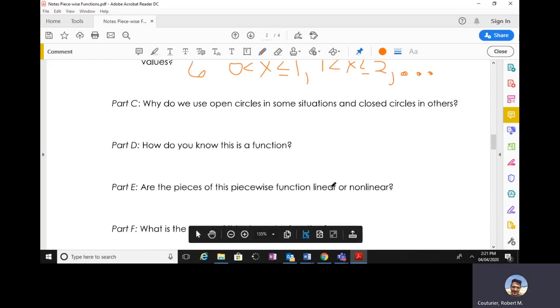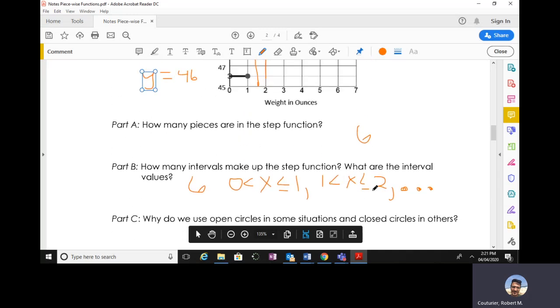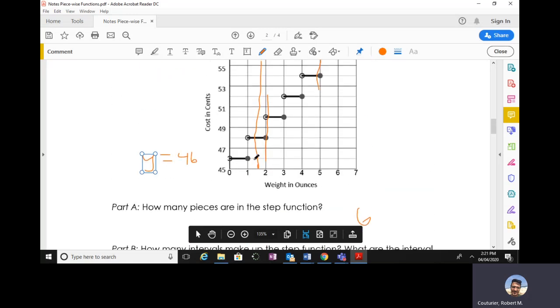Are the piecewise functions linear or nonlinear? Let's take a look. So this particular function is what? Linear. This particular function is linear. This particular function is linear. That particular function is linear. Each individual piece is linear. As a whole, is it all linear? No, because each one is slightly different. They all have the same slope. Okay, this has a slope of 0, that has a slope of 0, that has a slope of 0, that has a slope of 0, that has a slope of 0. So yeah, I mean, it is linear.